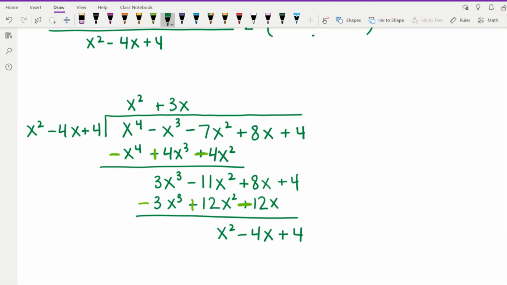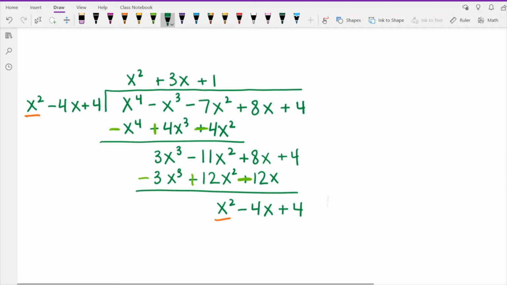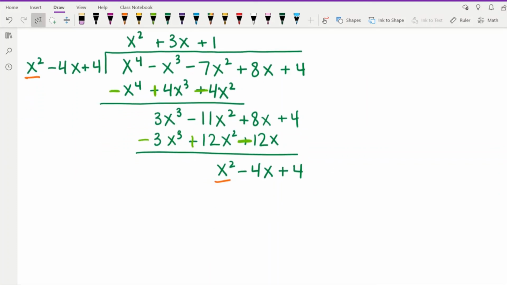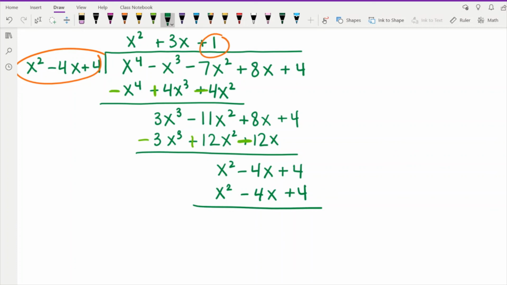And so now we're dividing x squared into x squared. And so that's going to be 1. And so now we multiply 1 with this divisor. And so we get x squared minus 4x plus 4. At this point, you can probably see how this is going to pan out. We subtract and everything cancels out. And so good, we got our answer.